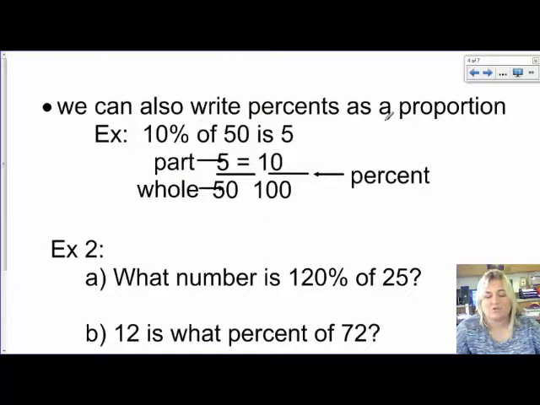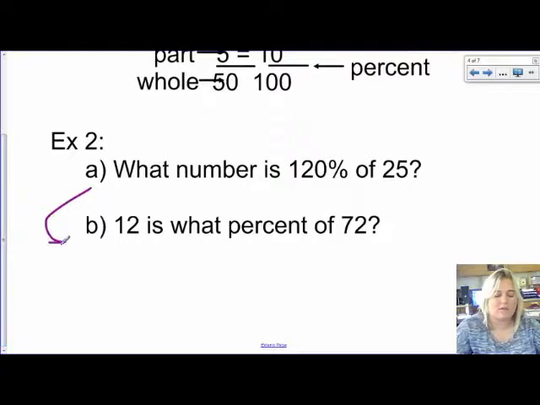Okay, we can also write percents as a proportion. For example, 10% of 50 is 5. We have the part over the whole equals the percent that we're talking about over the whole percent. The whole percent is always 100%. So on A, we'll write that one right here. What number is 120% of 25? Well, we're talking about what part of it, so we don't know that right now. Of the whole is 25. Equals, and the part we're talking about, we want it to be 120%, and the whole percent is always 100.